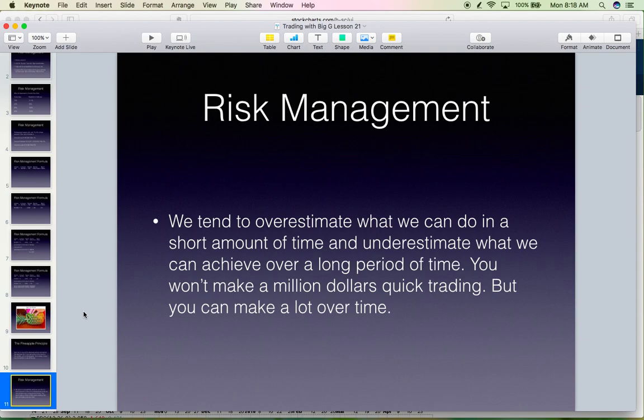But just learn risk management, and truthfully, these two lessons are probably the most important ones in this series. You've got to learn to risk a little bit, to make a little bit, and maybe occasionally make a lot, in order to survive and continue being profitable with your trading.